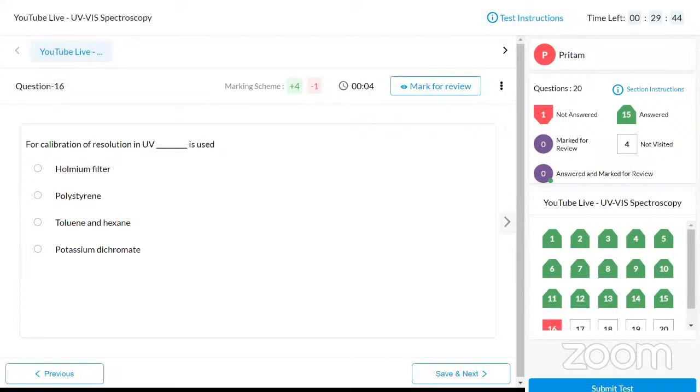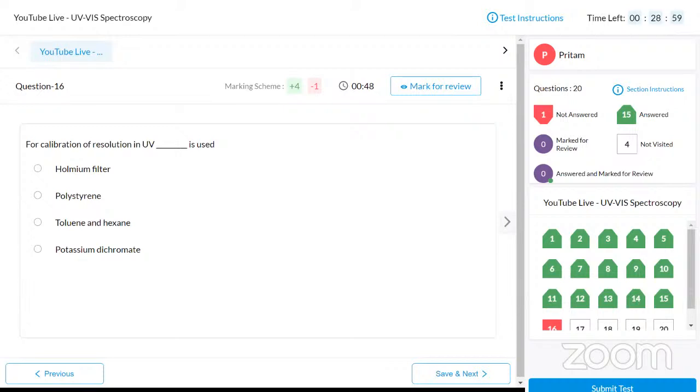For calibration of resolution in UV, the following is used. Option A, we have holmium filter. Option B, we have polystyrene. Option C, we have toluene and hexane. And option D, we have potassium dichromate. Now, let us solve each of these MCQs carefully. Holmium filter is also used for calibration of UV spectroscopy. Polystyrene is not an option used for calibration of UV spectroscopy. Why? Because polystyrene is exclusively used for calibration of FTIR, that is Fourier transform infrared spectrophotometer. So we will easily eliminate option B.